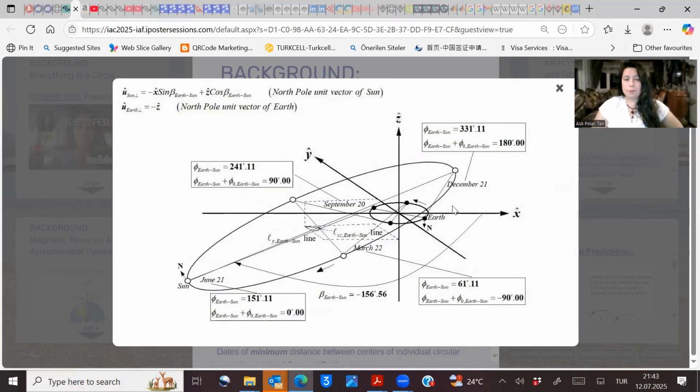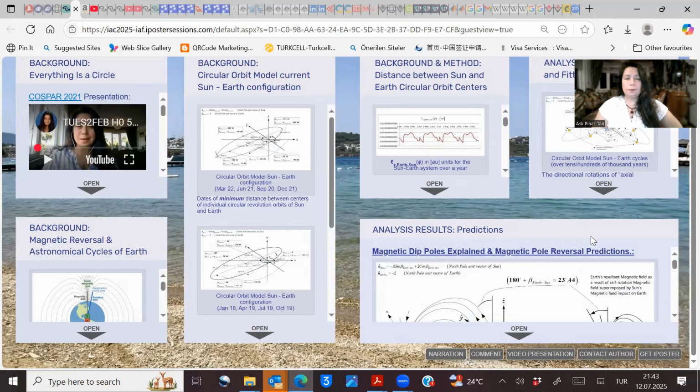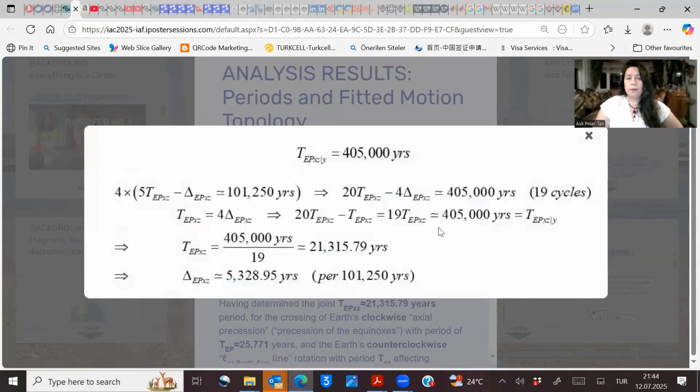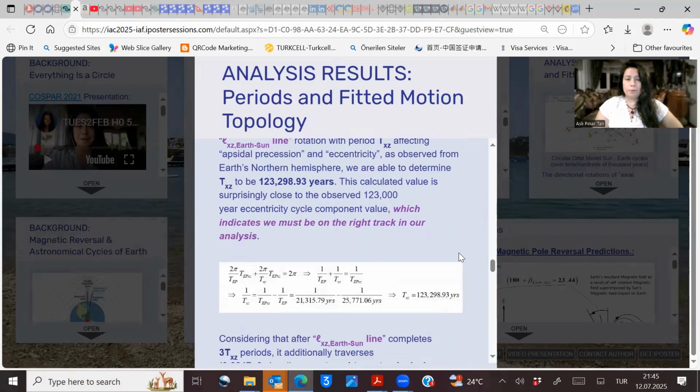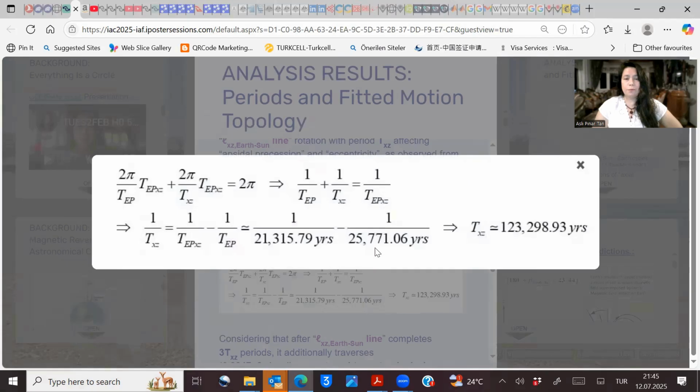Before each completes its period, they jointly cross at some point, and they have a joint period of over 20,000 plus some thousand years, making a calculation to have a near peak around every 100,000 years with a real joint peak at 405,000 years. We have found the joint period for the precession of the equinoxes and the LXZ line as 21,315.79 years. We now have the period for the precession of the equinoxes, which is 25,771.06 years. And we have their joint crossing period for TPXC.